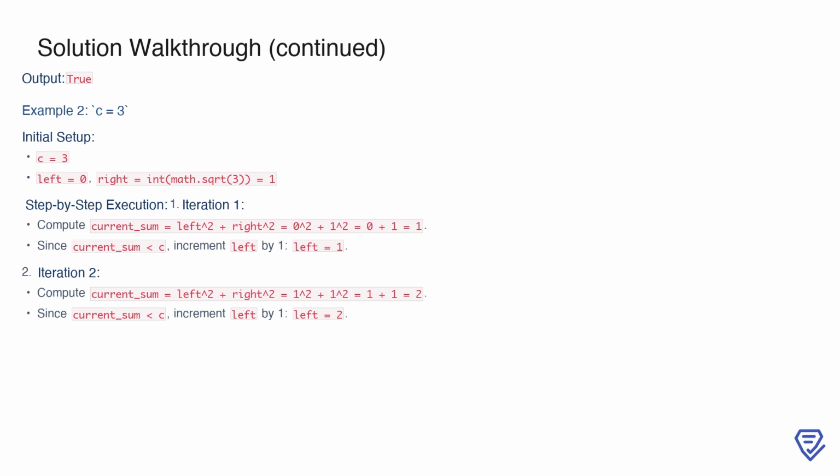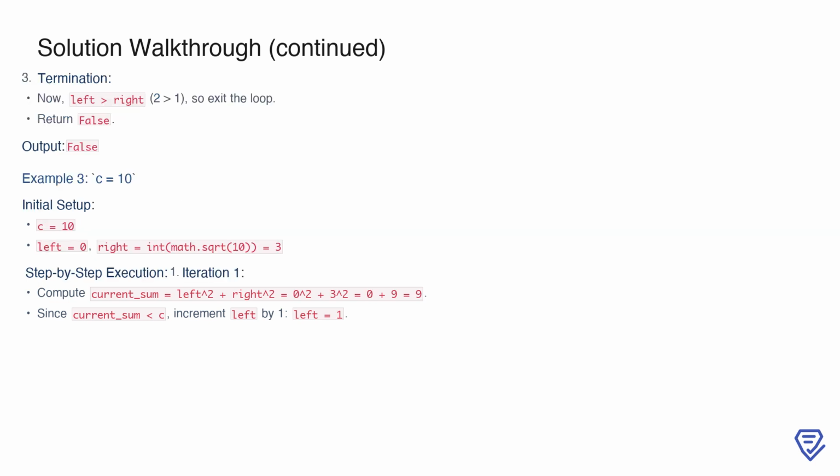At this point, we've exhausted all possible pairs where left is less than or equal to right. As left is now greater than right, the loop terminates, and we conclude that no valid pair of integers satisfies the condition a^2 plus b^2 equals c for c equals 3. Therefore, we return false. Next, we move on to the third example with c equals 10.